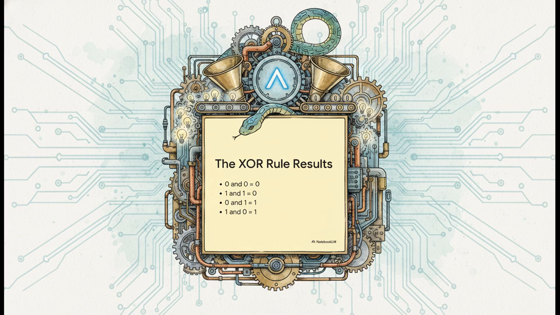The rule here is incredibly elegant. If you compare two bits and the inputs are exactly the same, so 2 zeros or 2 ones, the result is 0. But if the inputs are different, a 0 and a 1 or a 1 and a 0, the result is 1. That's the XOR rule in a nutshell. It outputs a 1 only when those input bits are different.